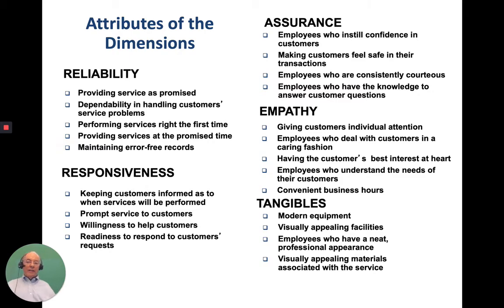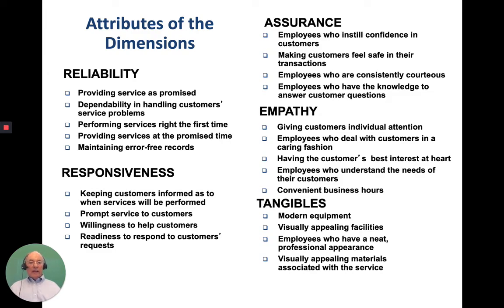So to summarize them, reliability is providing the service promised, dependability, the performance of the service right the first time, providing the services that are promised, maintaining error-free records. All those kinds of things are reliability. Responsiveness then is keeping customers informed about when services will be performed, prompt service, willingness to help customers, readiness and responsiveness to requests. Those are the kinds of things we're looking at in responsiveness.